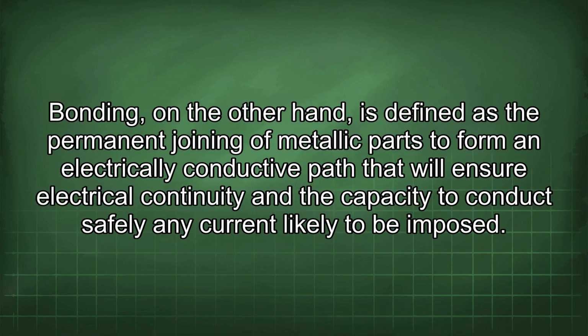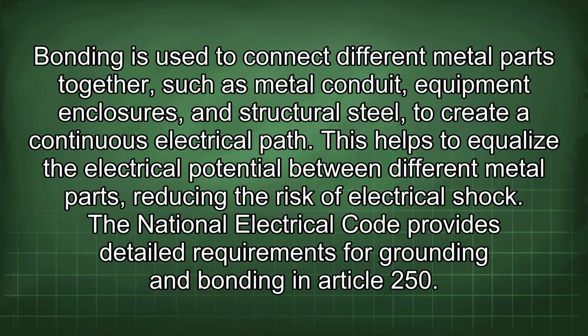Bonding, on the other hand, is defined as the permanent joining of metallic parts to form an electrically conductive path that will ensure electrical continuity and the capacity to conduct safely any current likely to be imposed. Bonding is used to connect different metal parts together, such as metal conduit, equipment enclosures, and structural steel, to create a continuous electrical path. This helps to equalize the electrical potential between different metal parts, reducing the risk of electrical shock. The National Electrical Code provides detailed requirements for grounding and bonding in Article 250.